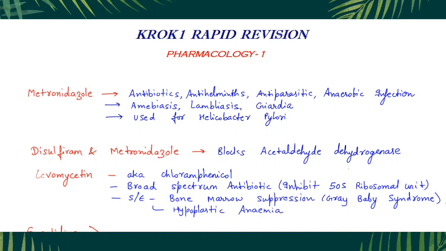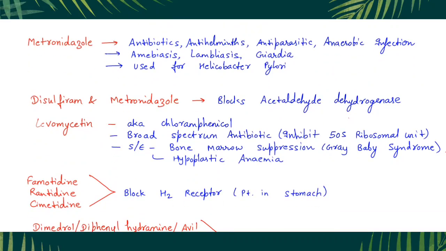Okay, so let's start from metronidazoles. Remember, metronidazole is an antibiotic and it can be antihelminthic. We use it for amebiasis, lambliasis, and for Giardia lamblia. It can be antiparasitic, and it is also used for anaerobic infections. Anaerobic infection means low oxygen or without oxygen.